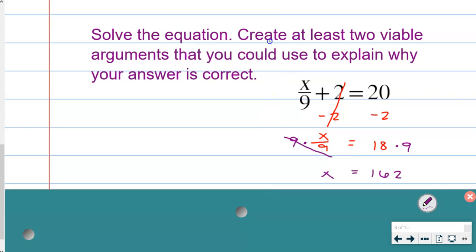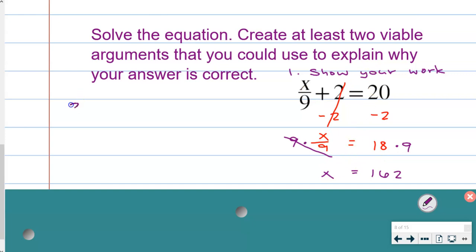Now, eyes on the screen, because I said create at least 2 viable arguments that you could use. Guess what? This right here, this is argument 1. Argument 1 is show your work. Showing your work makes it so that you don't have to repeat every single thing. Well, first, I had to figure out my shoes and my socks, and I had to subtract 2 to take off the shoe, and then you don't have to restate all of that. Just show your work. Showing your work is creating a viable argument.